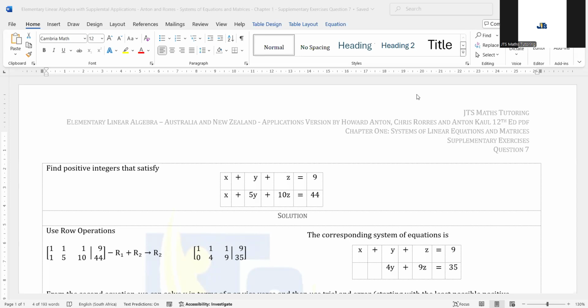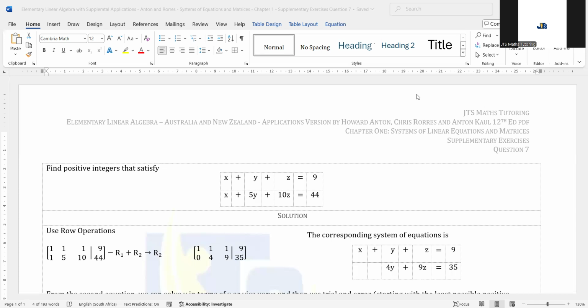Today, we are going to be looking at question 7 under supplementary exercises in the book Elementary Linear Algebra with the supplementary applications by Howard Anton and Chris Rorres. This is chapter 1, Systems of Linear Equations and Matrices. Find positive integers that satisfy x plus y plus z is equal to 9 and x plus 5y plus 10z is equal to 44. All right, let's get going.